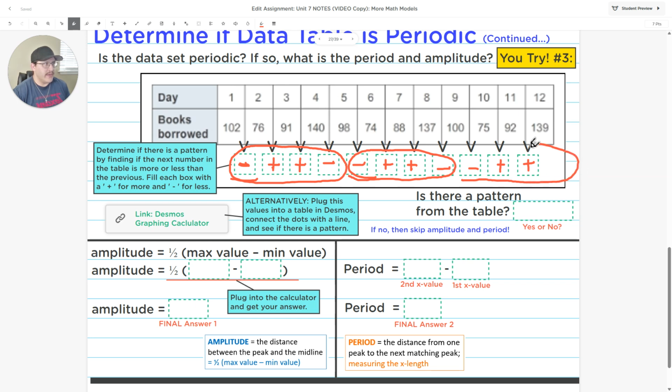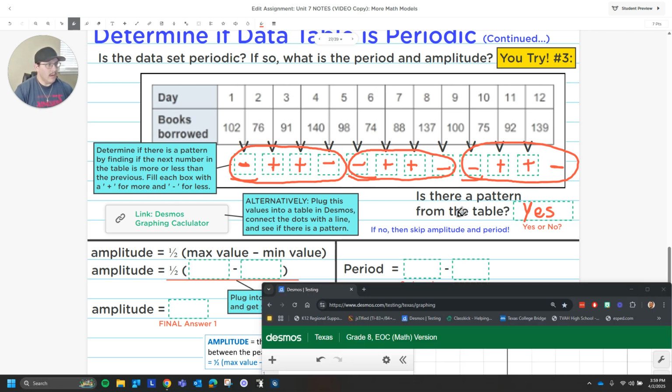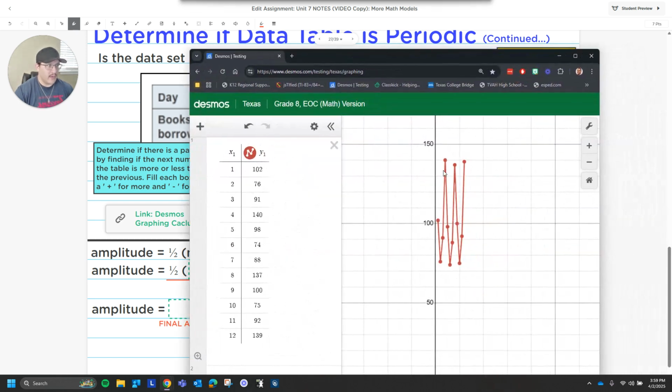That I could guess what the next one will be, a minus, if we were to carry this out past the problem. So, is this periodic? Yes. Alternatively, you could just put this into Desmos and see if there's a general pattern going on.